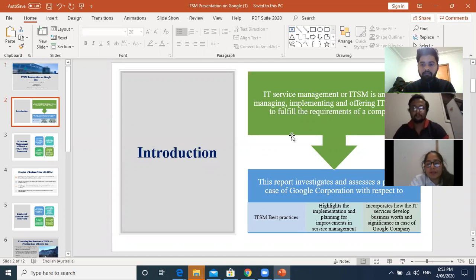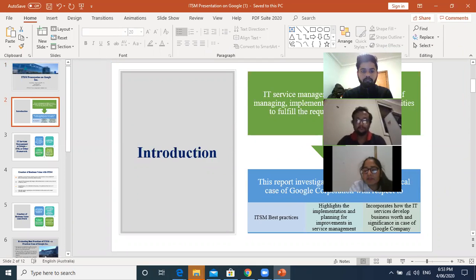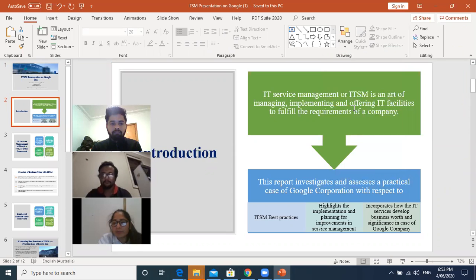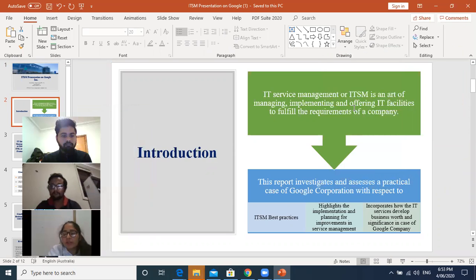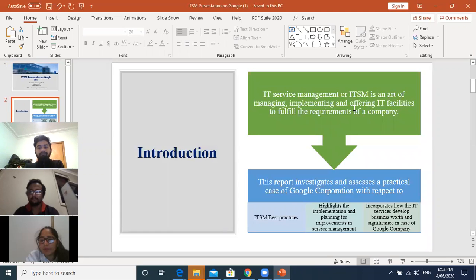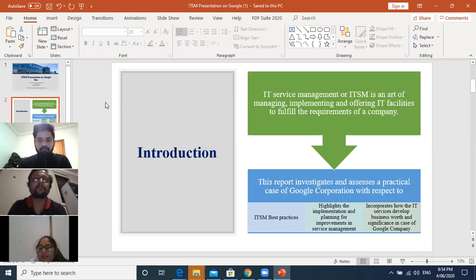This is the introduction of IT service management. Basically, IT service management is an art, or we can say that it is the thing with the help of which we can manage, implement, and offer IT facilities so that we can fulfill the company's requirements. And this report investigates and assesses a practical case of Google Corporation with respect to these best practices of ITSM. They highlight the implementation and planning so that they can improve the service to their customers and get good quality. And it also incorporates how the IT service develops business in the best value, in the case of Google company.